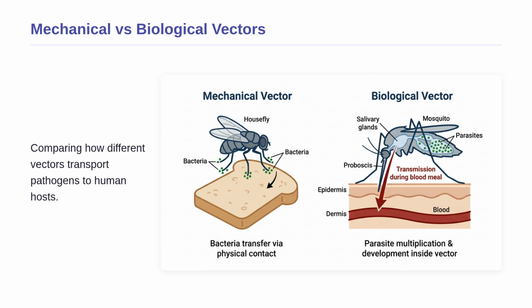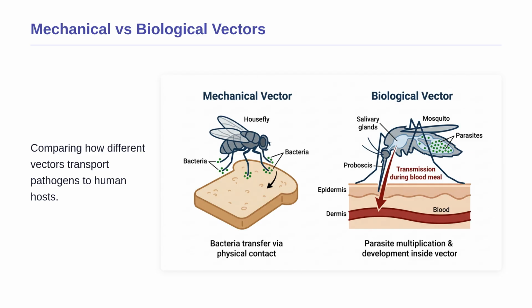Let us visually compare the two types of vectors we discussed. On the left side of the diagram, we see a mechanical vector, a housefly landing on food. Notice the bacteria on the outside of its feet. It is simply transferring the pathogen via physical contact, much like a dirty delivery vehicle.